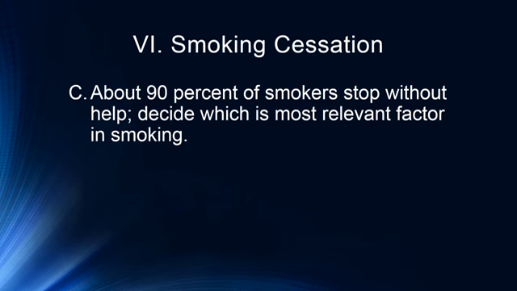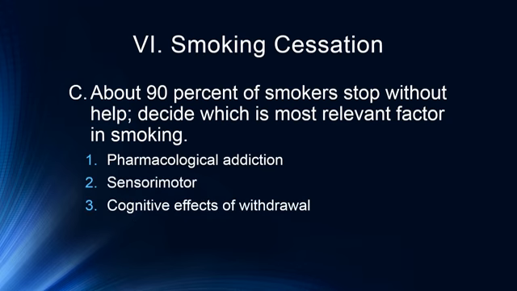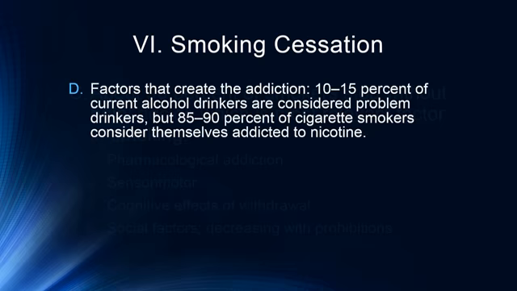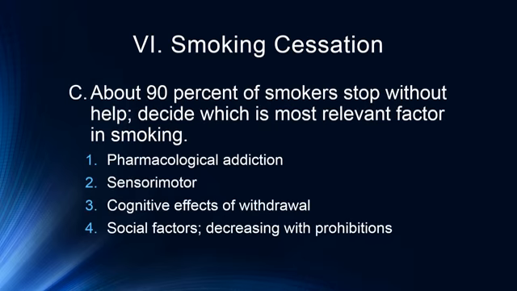Deciding which is the most relevant factor in smoking: pharmacological addiction, sensory motor addiction, the cognitive effects of withdrawal, social factors, and decreasing with prohibition. So trying to figure out which is the most relevant factor to get people to stop smoking. Obviously the pharmacological addiction is a big part of that. There are a lot of sensory motor cues associated with smoking, so there is kind of this stimulus response effect. And this seems to be particularly salient in women. That is, they respond much more to smoking cues and tend to be more social smokers. And so that's where we start to get into social factors.